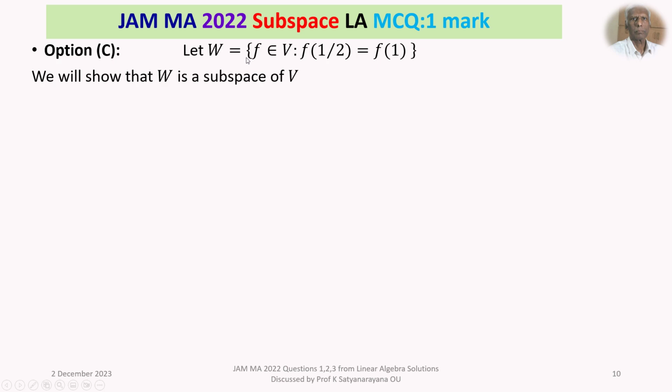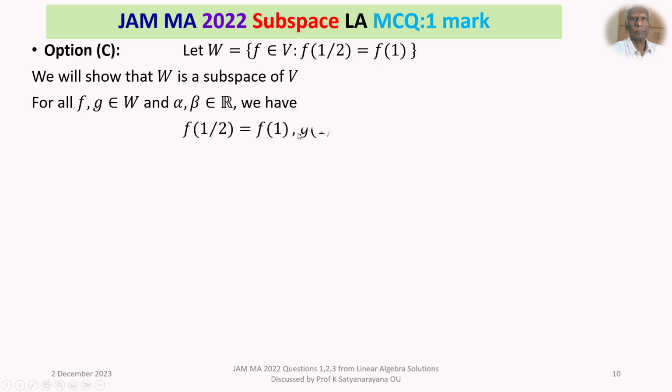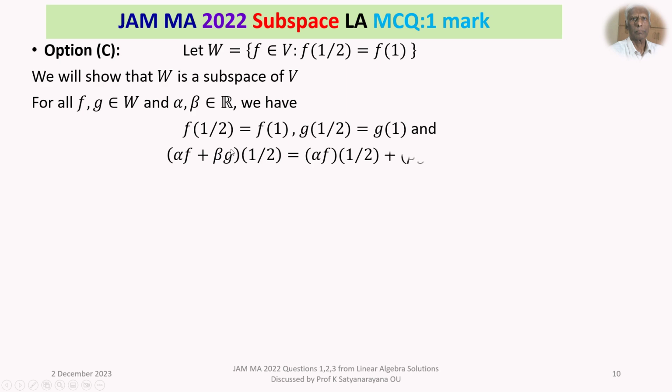For that, we take f, g belonging to W and alpha, beta belonging to R. f, g belonging to W means f at 1 by 2 is equal to f at 1, and g at 1 by 2 is equal to g at 1. And now we test what happens to alpha f plus beta g. Is it also an element of W? If it is, it is a subspace. Otherwise, it is not. Alpha f plus beta g at 1 by 2 is equal to alpha f at 1 by 2 plus beta g at 1 by 2.